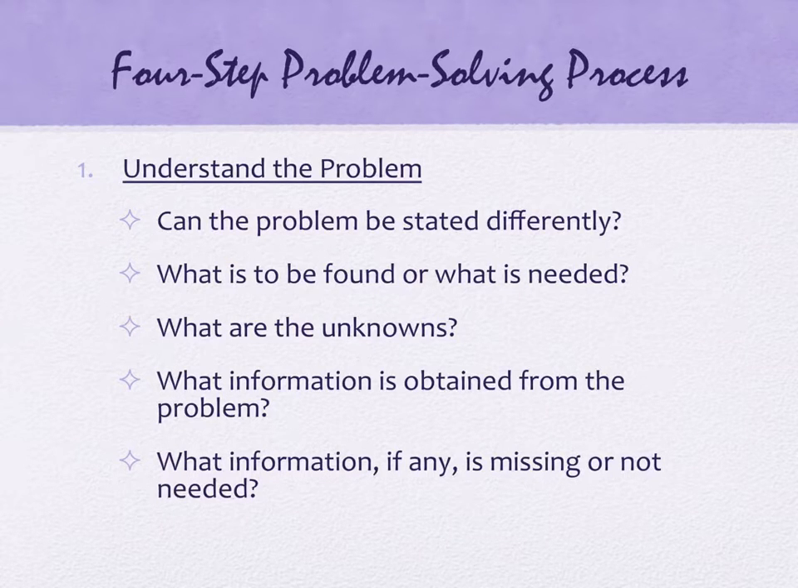What are the unknowns? What information is obtained from the problem? Like, what is in the problem? What do they give you? What information, do you have it, Caitlin? The paper? Yes, okay, good. You were looking around like maybe you didn't. What information, if any, is missing or not needed?